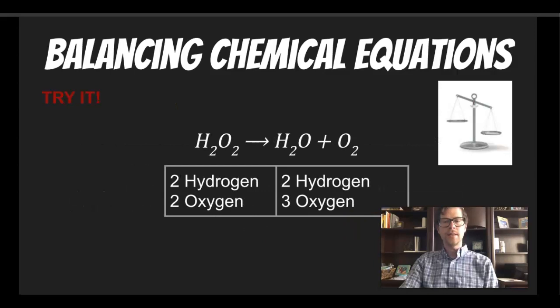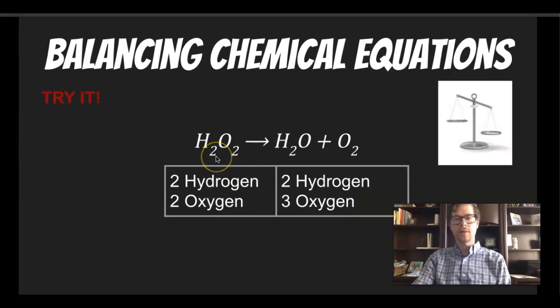So here is the decomposition of H2O2, otherwise known as hydrogen peroxide, and it turns into water and oxygen. This is actually the elephant toothpaste reaction. So if we write out our elements on both sides, we've got 2 hydrogen and 2 oxygen on the left, 2 hydrogen, and 1 plus 2 is 3 oxygen, right? So we've got an odd and an even here, which tells us that we're probably going to need to do some odd and even coefficients. So let's see.